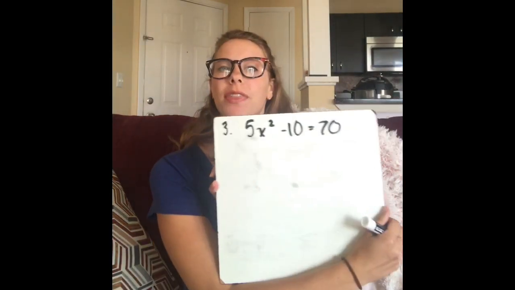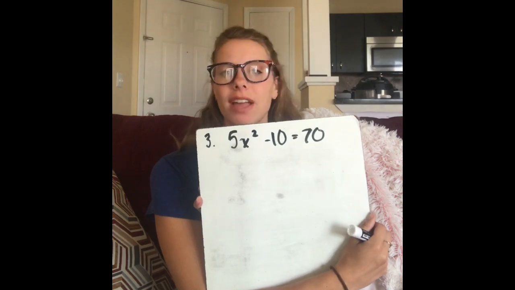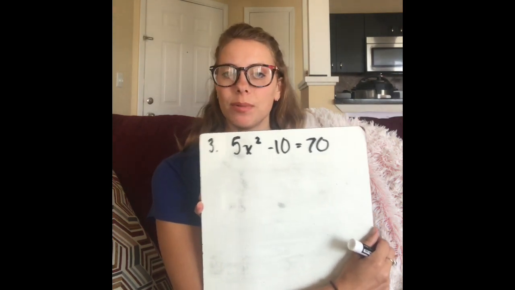Hey y'all, it's a couch kind of day, so here I am on my couch doing some math with you. We're going to start with number 3. It is 5x squared minus 10 equals 70.